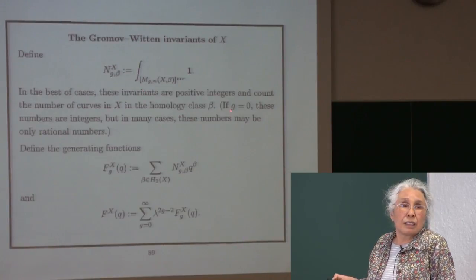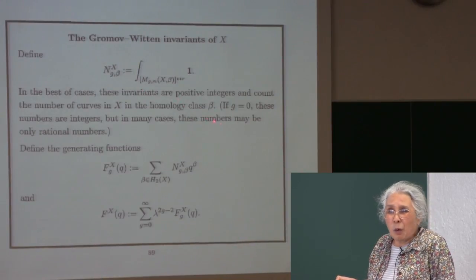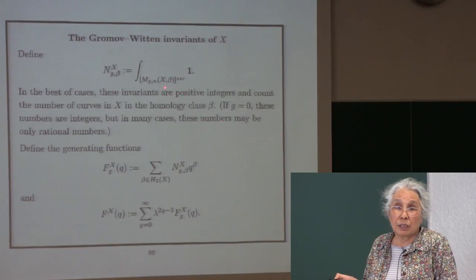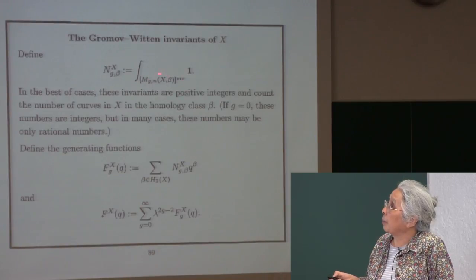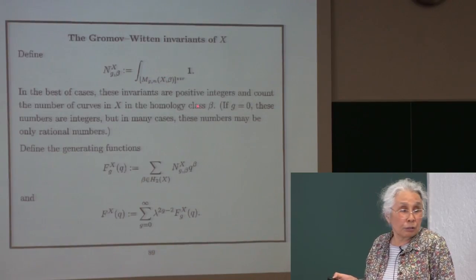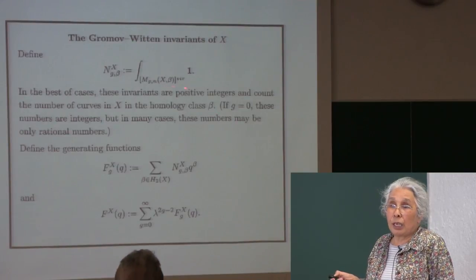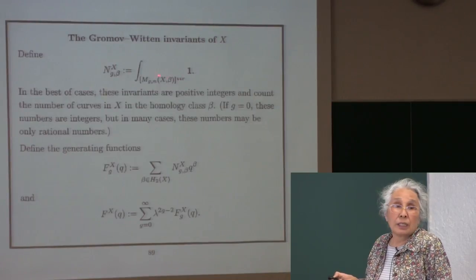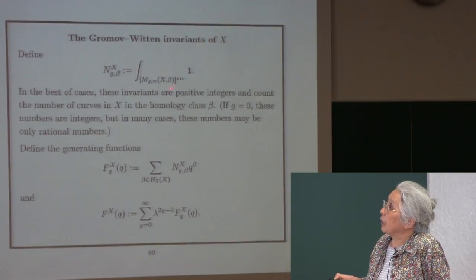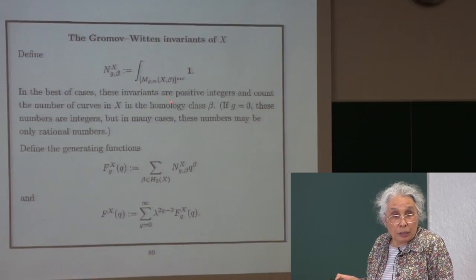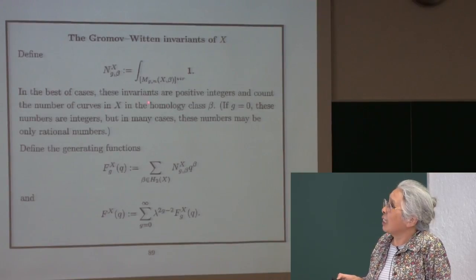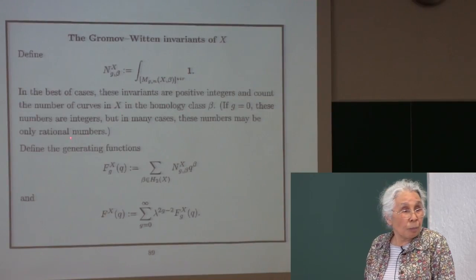But this is just a definition. You have no chance of calculating with this definition. No chance. Because first of all, the virtual fundamental class, you don't know what it looks like. You have to do K-theory and all that, but then it's not possible to compute. And this number, if a physicist says this number, it could be integers. It's counting something, so it has to be integers, but actually they are not. In general, it is a rational number.